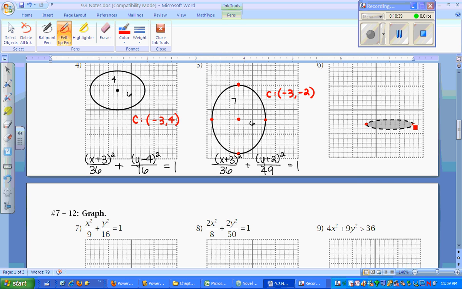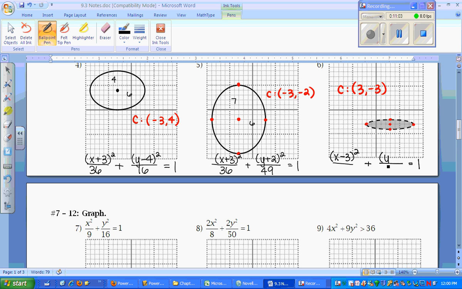And I can do the same thing over on the last one, number 6. I find my vertices on the left and the right, co-vertices at the top and the bottom. The center is right in the middle. So my center is at 3, -3. Set up my fractions, equal to 1.